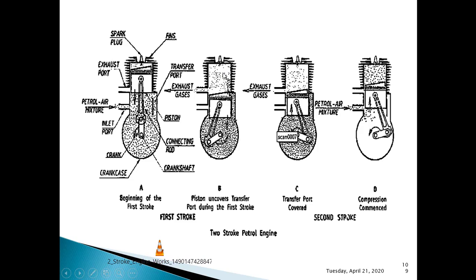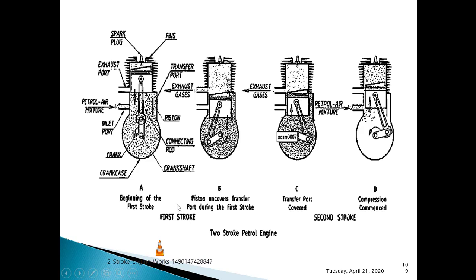Once you get to know that, then it's very simple to write the first stroke and second stroke, or you can call it the descending stroke and ascending stroke. It is very simple actually. I think you all understood the entry of air fuel mixture into this crankcase and into this combustion chamber. Next, let us come to this first stroke.